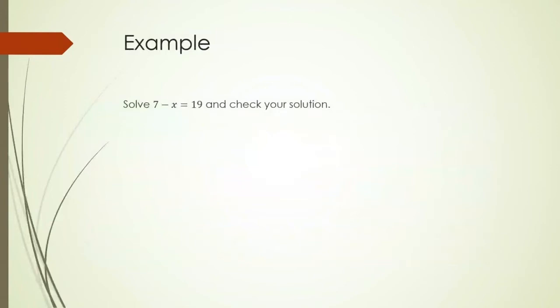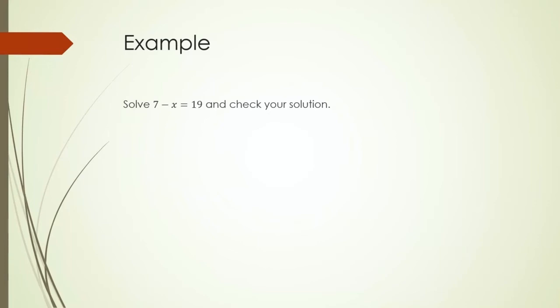So I have several examples, and I've picked them so they increase in difficulty as we go. I'm starting from the simplest one and moving from there. So we have: solve 7 minus x equals 19, and check your solution. You can always see if you've done it correctly by checking your work. So when you're solving, you should never say, I don't know if my answer is right, because you can check to see if your answer is right.